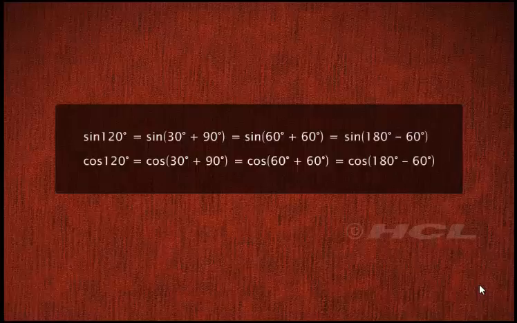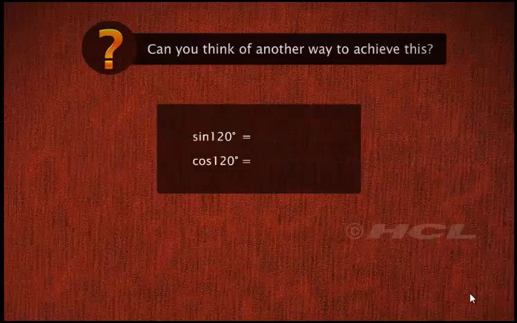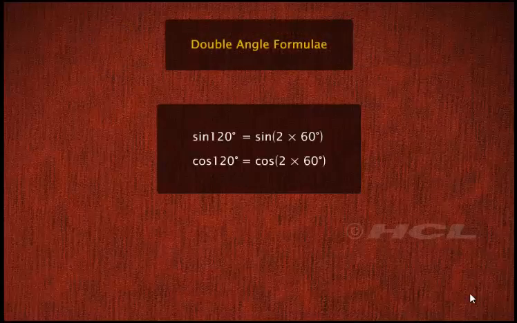But writing values as sum and difference every time and using these formulae is a bit tedious. Can you think of another way to achieve this? Yes, there is a smart way of writing it as twice an angle or a double angle. For instance, 120 can be written as 2 times 60. Let's derive the formulae for double angles and apply them to solve some problems.